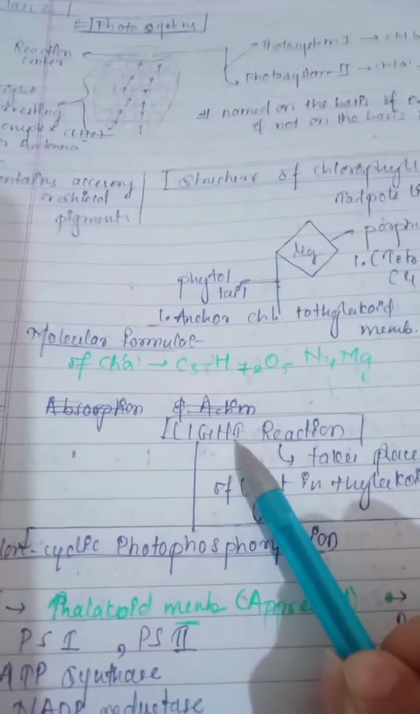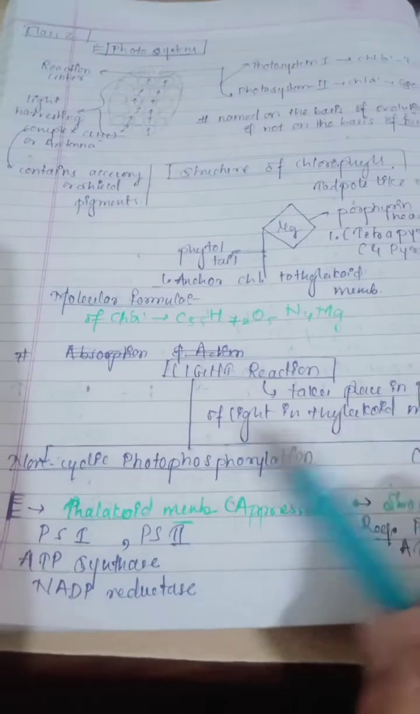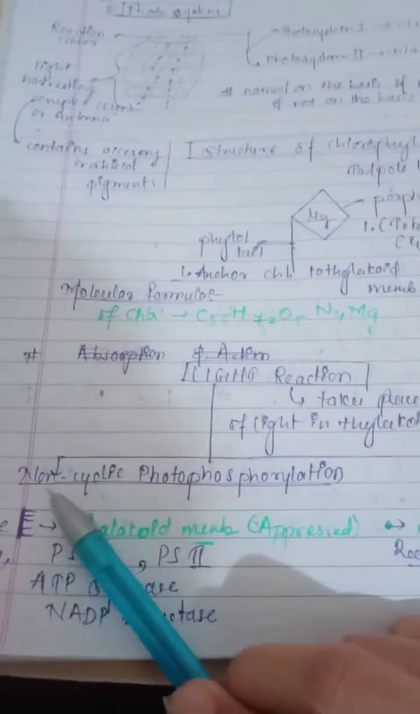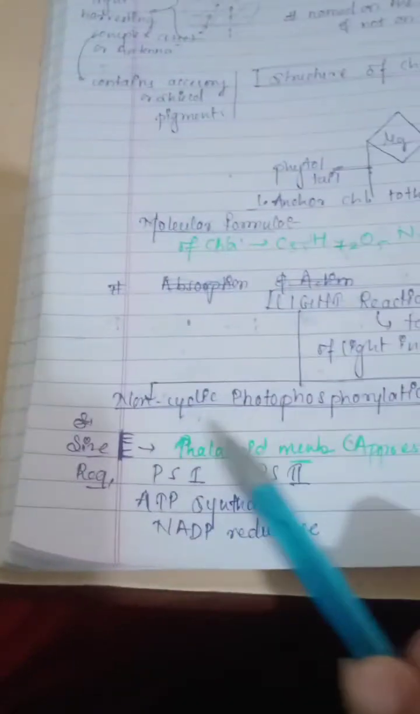Light reaction. Now the light reaction takes place in the presence of light in the thylakoid membrane. There are two types of light reaction. First is non-cyclic photophosphorylation, another is cyclic photophosphorylation.